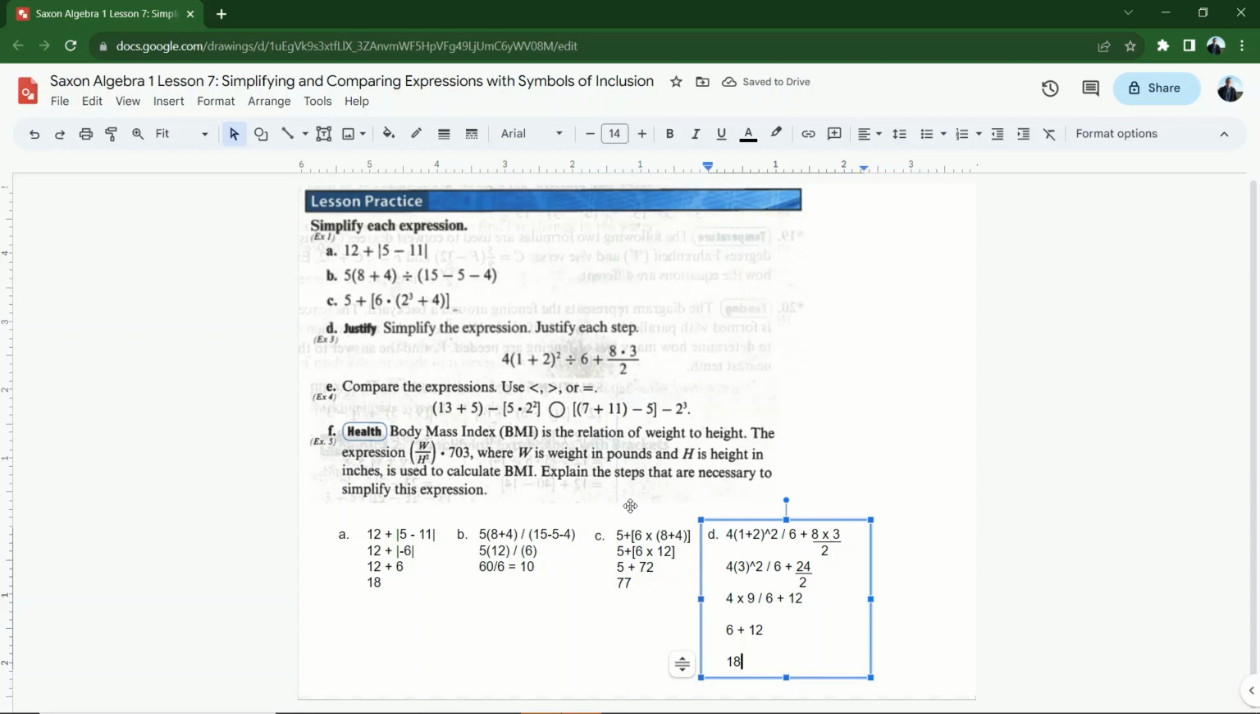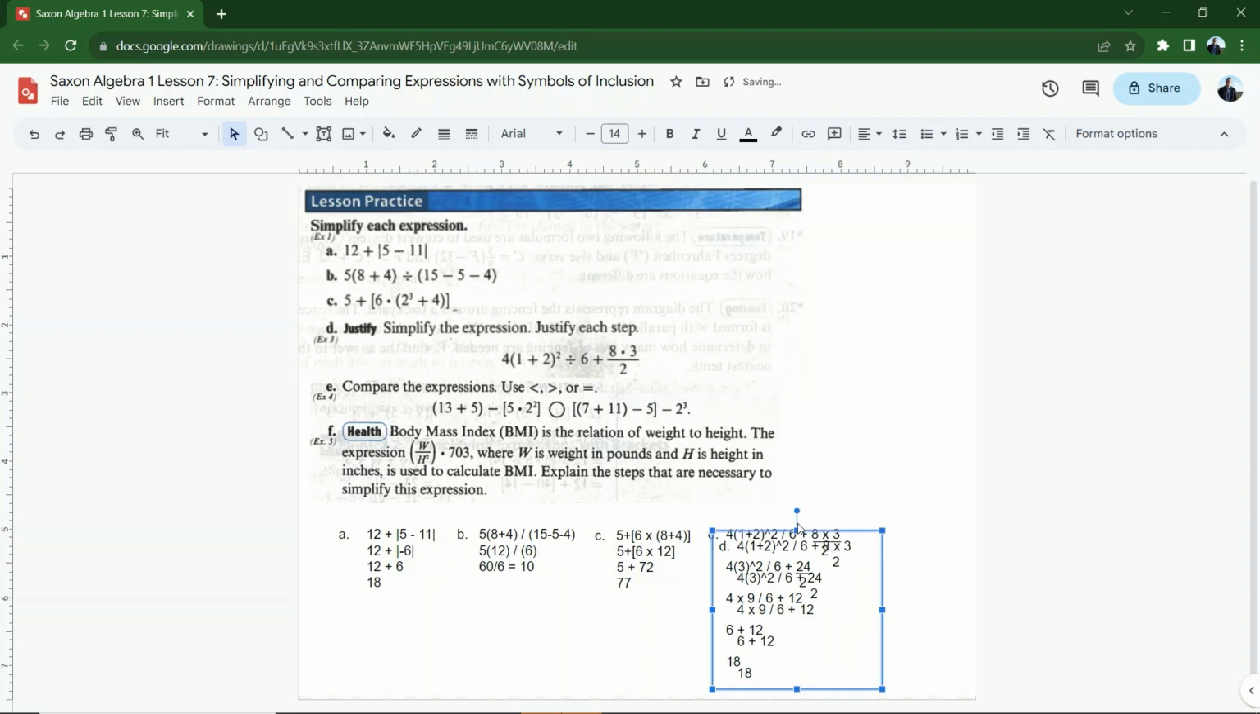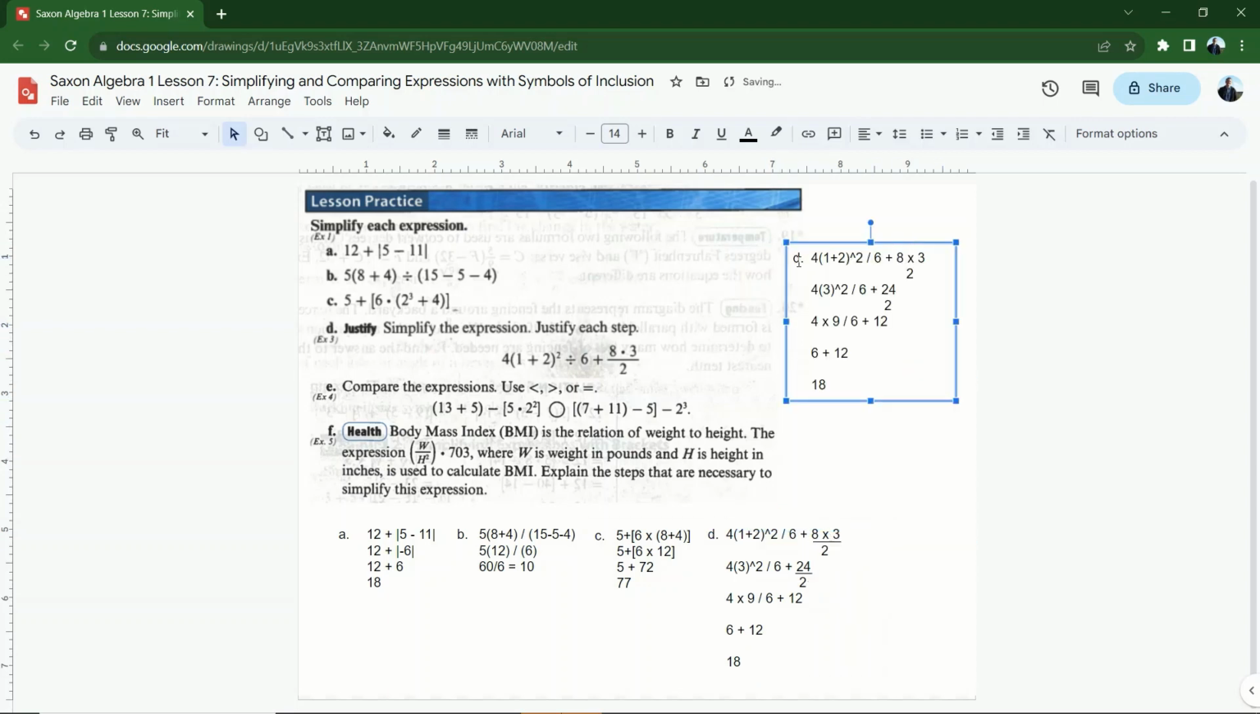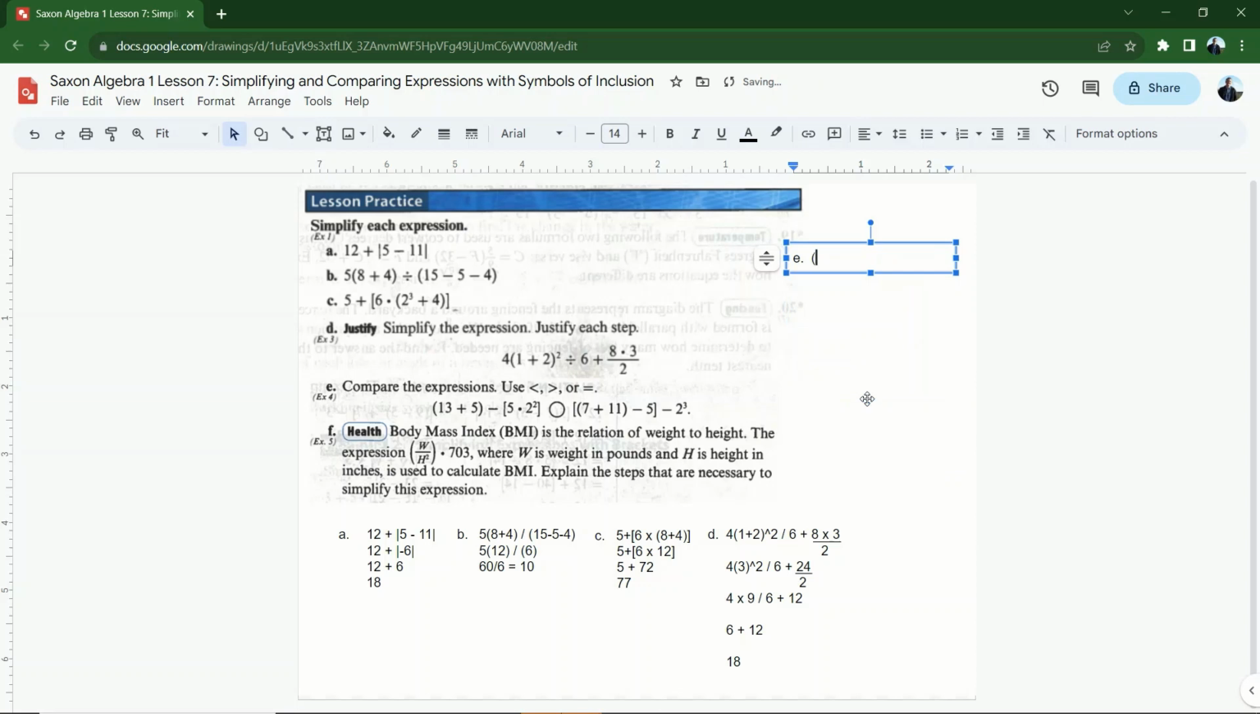All right, letter E. To do letter E, I'm actually going to have to solve 2 expressions. I'm going to move it up here on the page so I've got plenty of space to write out 2 separate expressions. My first expression is going to be (13 plus 5) minus, and then in brackets, 5 times 2 squared. Okay, I have to do this one first, and then I'm going to do the other one after this.